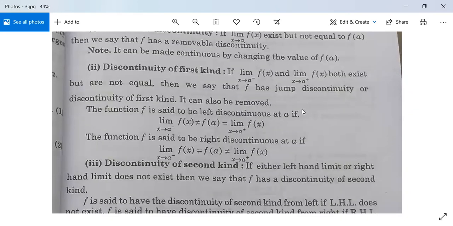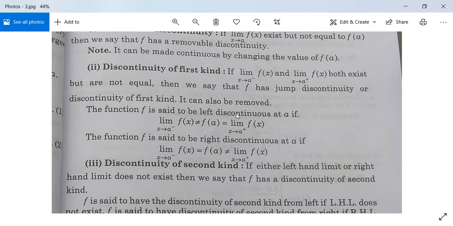Next, discontinuity of first kind. If limit f(x) x tending to a minus and limit f(x) x tending to a plus both exist but they are not equal, then we say that f has jump discontinuity or discontinuity of first kind. अगर लेफ्ट हैंड लिमिट और राइट हैंड लिमिट बराबर नहीं है तो discontinuity of first kind.